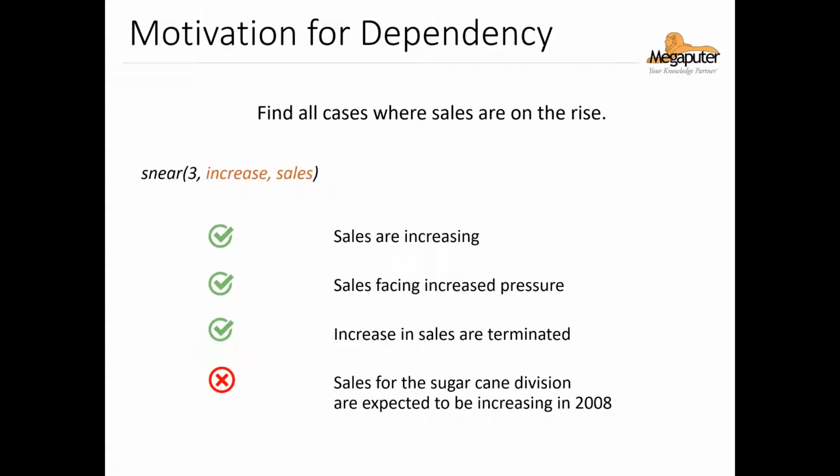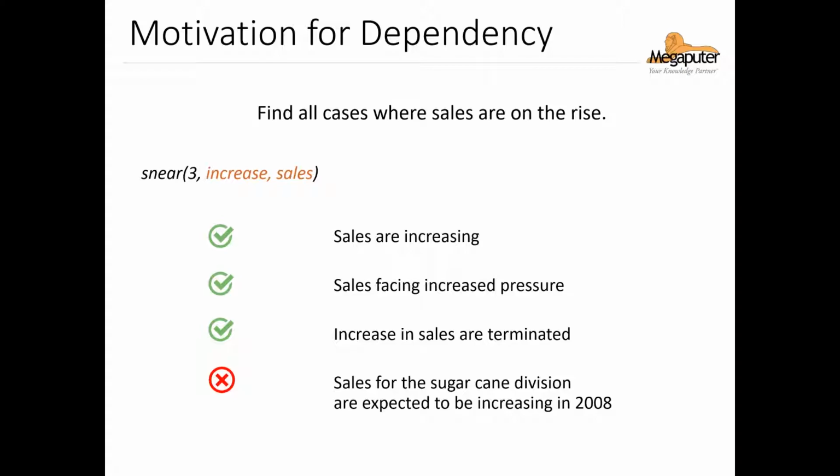And then finally, sales for the sugarcane division are expected to be increasing in 2008. Well, the word increase and the word sales are too far apart, so they won't be matched by our query, but we wanted that to be matched here because the sales are expected to be increasing, and we did not match that here. So we matched one of these. Two of them we shouldn't have matched, but we did, and one of them we should have matched, but we didn't. So there are some issues with just relying on our simple proximity function.